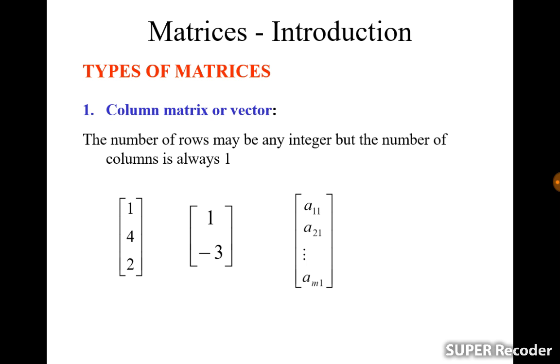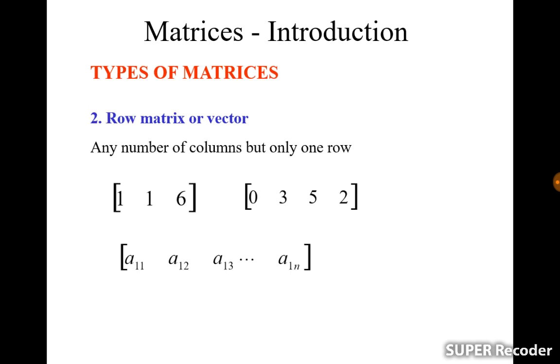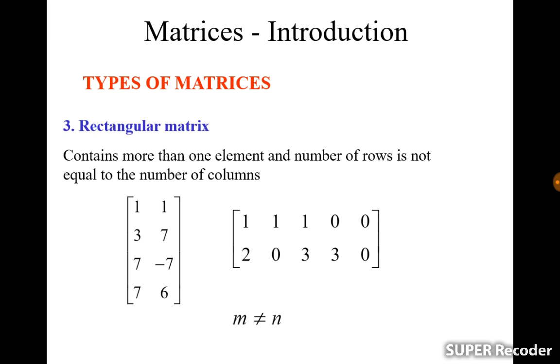Types of matrix. Number 1: column matrix or vector. The number of rows may be any number, but the number of columns is always 1. Row matrix or vector: any number of columns but only one row.